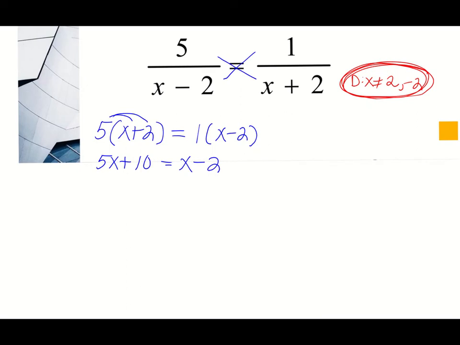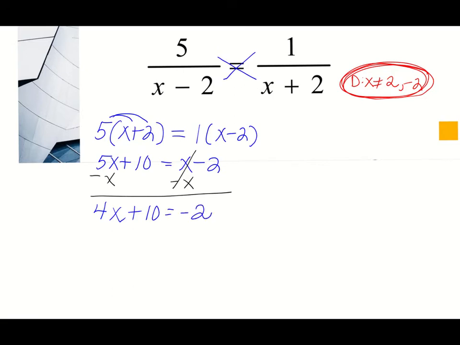Hopefully we can do this from Algebra 1 and lots of things we've already done this year. We need to get all of our x terms combined together. So to do that, I'm going to subtract x. And that's going to give me 5x, undo that. That's going to give me 4x, because 5 minus 1 is 4, plus 10 equals negative 2.